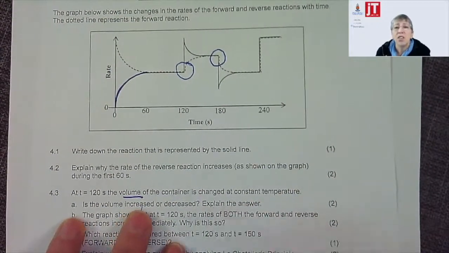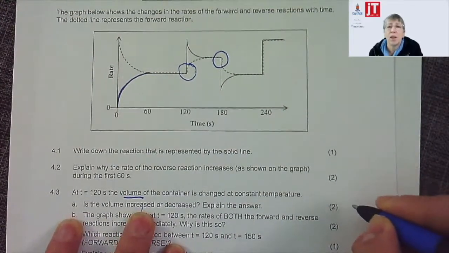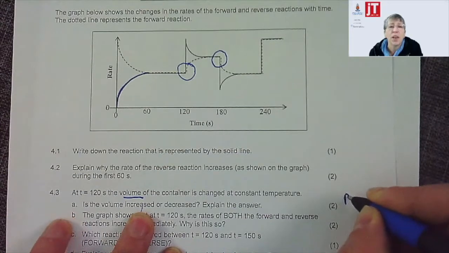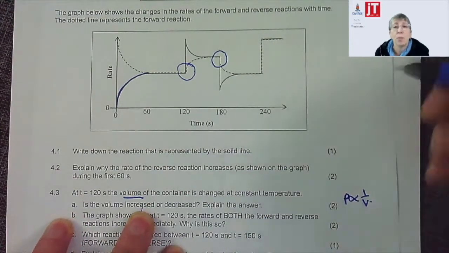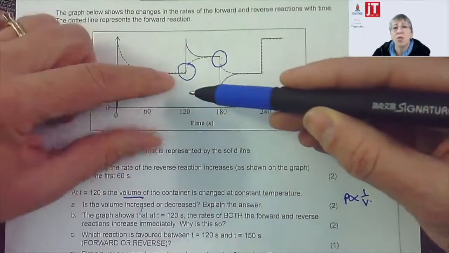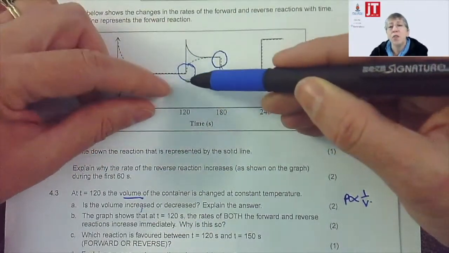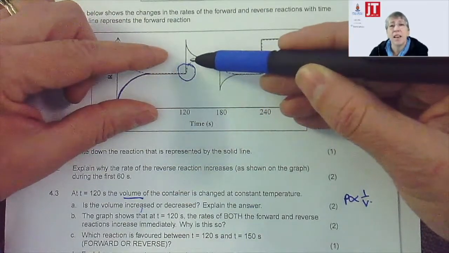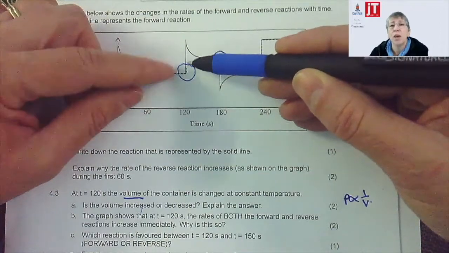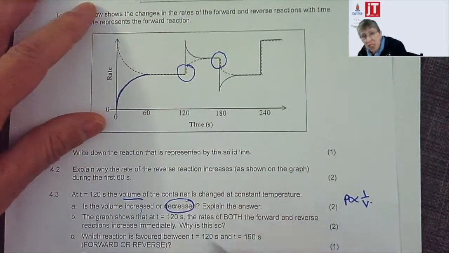Now, this you can answer by thinking about concentration, or you can answer by thinking about pressure. What do we know? Pressure is inversely proportional to volume. And when we look at this graph, the rates are going up, right? If the rates are going up, it's because the pressure is bigger. And the pressure can only be bigger when the volume is smaller. So the volume is decreased, right?